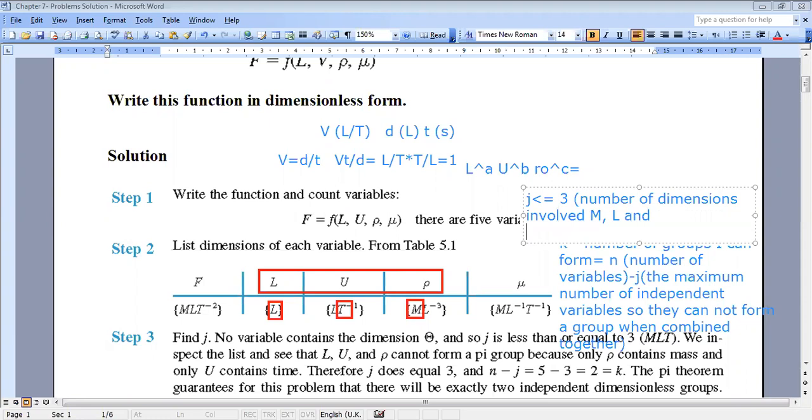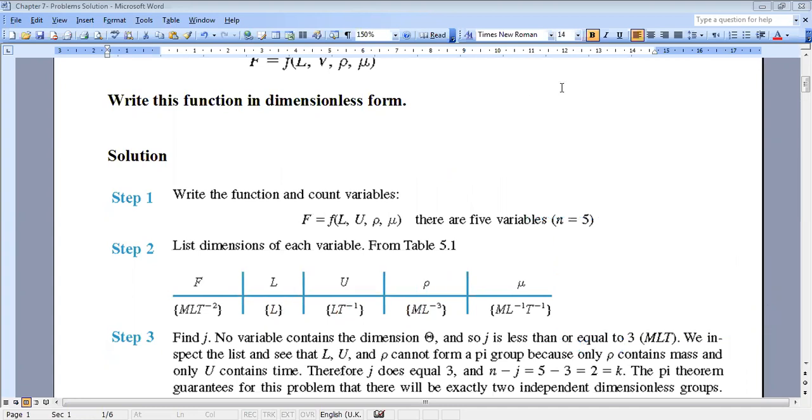Now, the next step, I should verify if J can be 3 or not. To have J equal to 3, I should be able to find among my variables 3 that cannot form a group. How can I verify, what is the technique in general, to know if they form a group or not? Try, if possible, to find 3 variables in a way that one contains only one variable that is not present in the others. For example, if I take L, U, rho, to see if they form a group or not, I can say first that M is only present in rho.